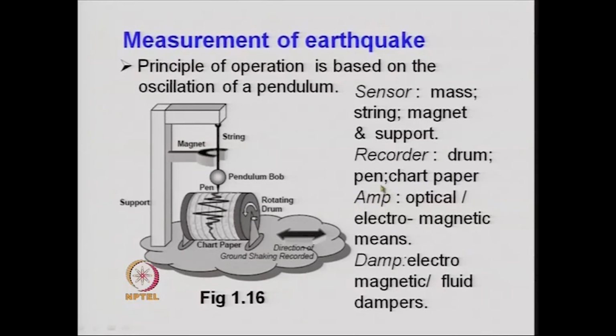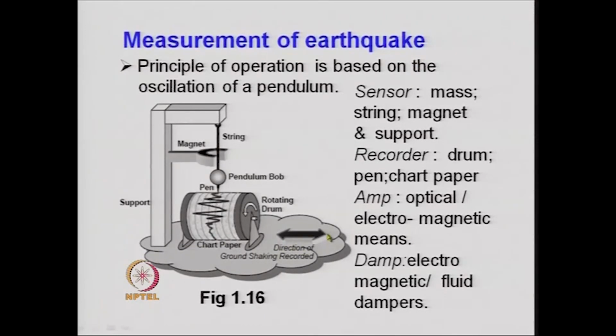Amplification of the trace is achieved through optical or electromagnetic devices, and the damping is provided by the electromagnet over here or fluid dampers. Now, as there is an earthquake, this entire platform moves in the direction shown by the arrow.